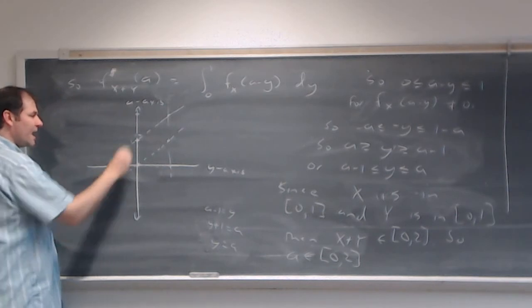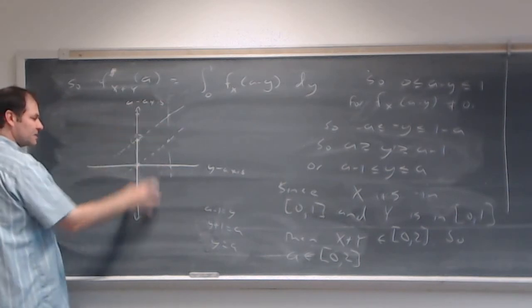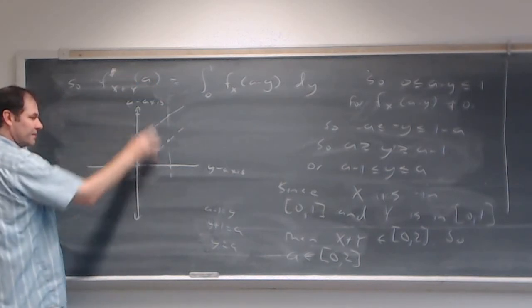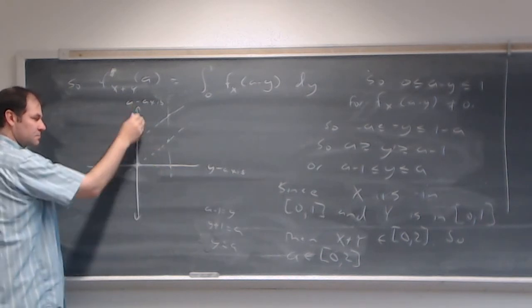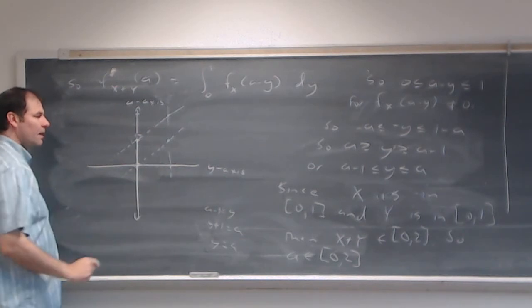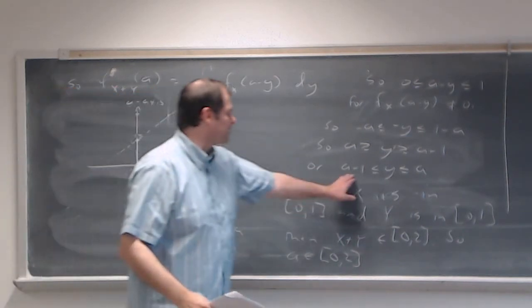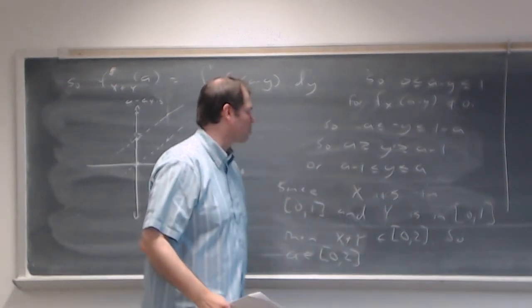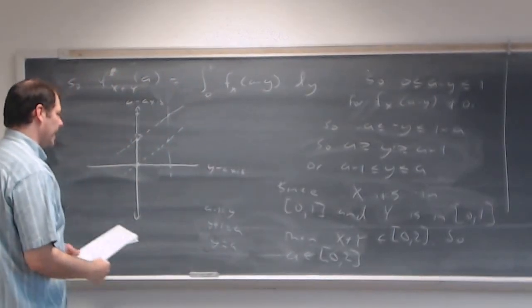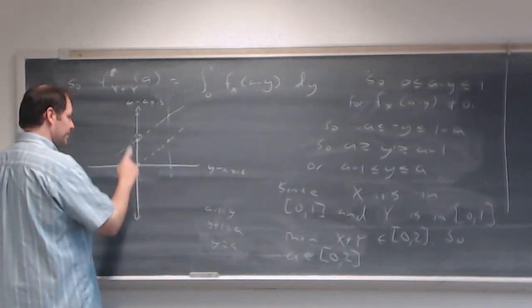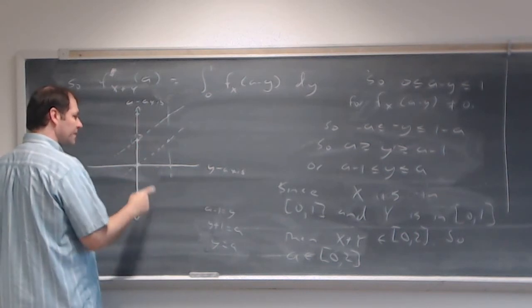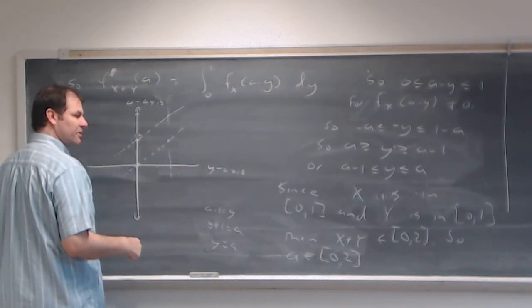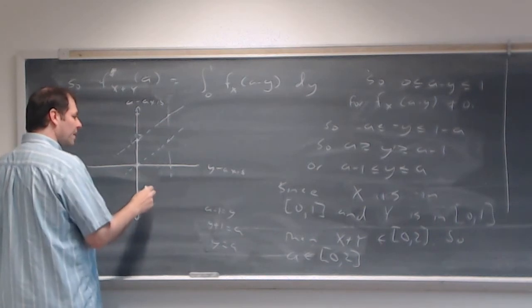And so what we have is these lines split up this region where y can be into different parts. Here, here, and here. Okay? But what we're looking for is the y value to be sandwiched between a minus 1 and a. So let us take a look at this particular region in our picture so we can see which region we're talking about.